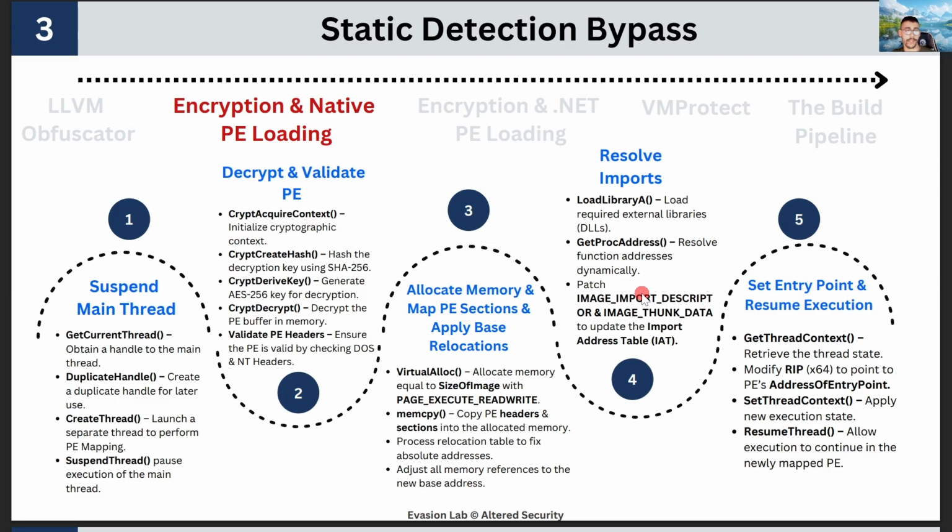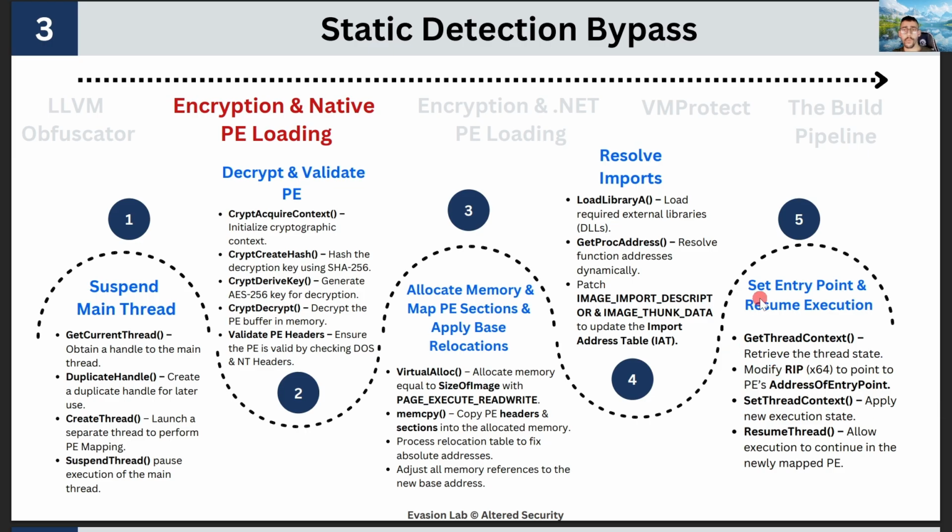correct function addresses. Why are we doing this? Because most PE files do not contain all their own code. They rely on system libraries for functionality. Without resolving imports, the PE would crash because it wouldn't know where to find necessary functions.